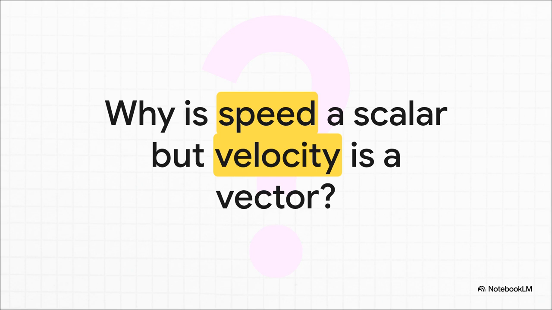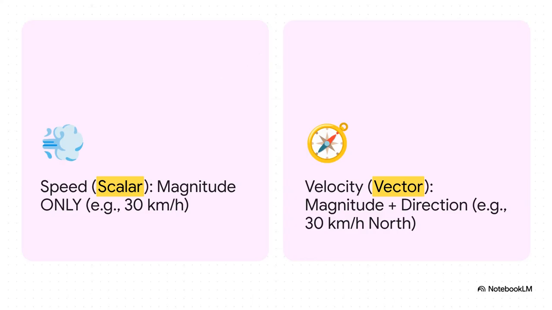Okay, this is a classic mix-up, but it's the perfect test to see if this is all clicking. Speed and velocity sound so similar, so why are they treated so differently in physics? It all comes down to that one little extra detail: direction. Speed is the scalar. It's just the number on your speedometer. Simple as that. Velocity is the vector. It's your speed and the direction you're going. It's like a weather report. Saying a storm is moving at 30 kilometers an hour isn't all that helpful. But saying it's moving at 30 kilometers an hour north, that's velocity, and that's information you can actually use.